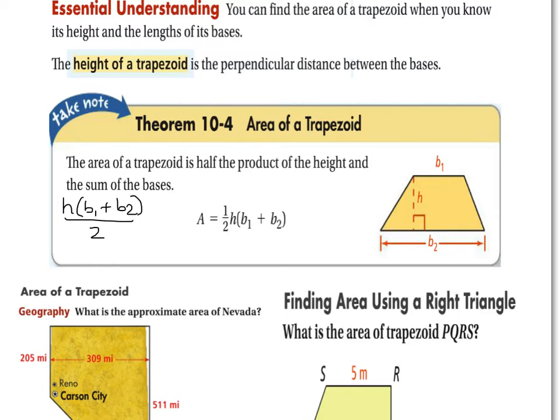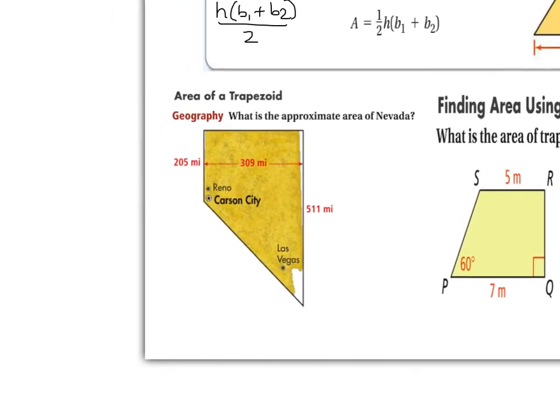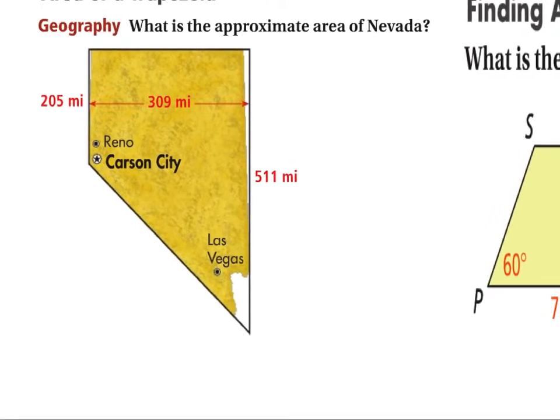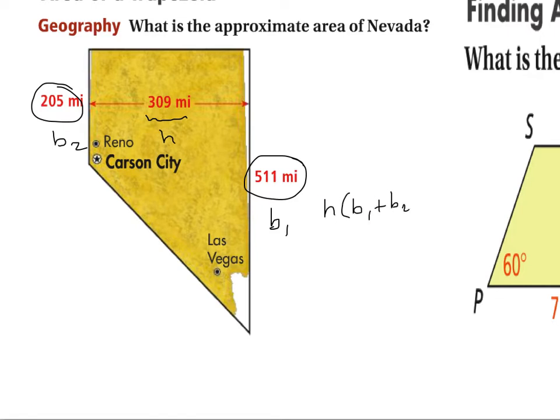So to find the area of a trapezoid, we've got height times base 1 plus base 2 divided by 2. First example: what's the approximate area of Nevada? We'll round everything to the nearest tenth. As you look at the label, you see that this trapezoid is on its side. So we would count this as base 1, this as base 2, and this part as the height.